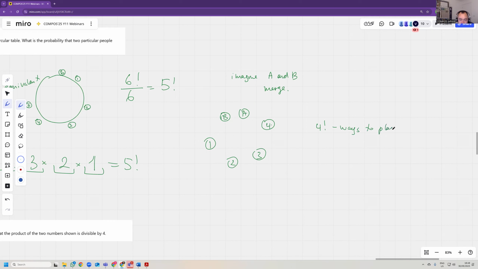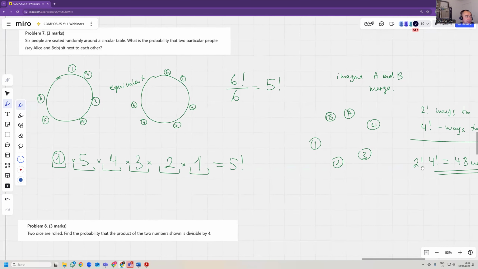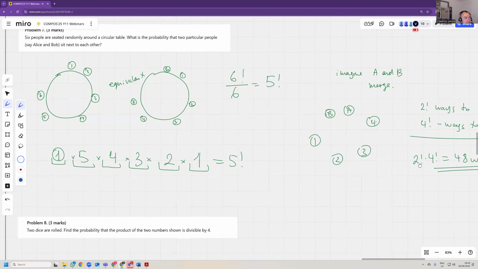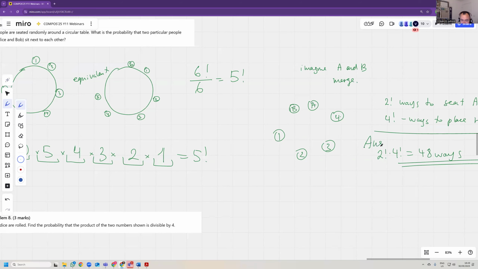So there are 2 possibilities for how they sit, 4 factorial ways to place the remaining people, and 2 factorial ways to seat Alice and Bob. Overall, there is 2 factorial multiplied by 4 factorial. 4 factorial is 24, times 2, 48 ways. And that's the answer.